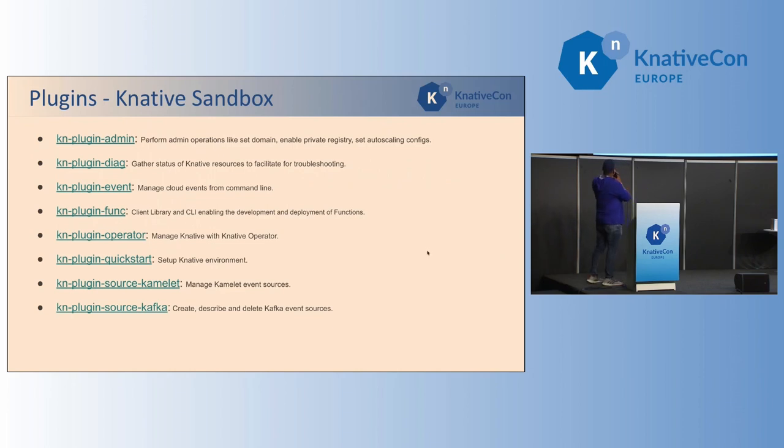As you can see here, we have an admin plugin that gives you all the utilities to work with a Kubernetes cluster, a diagram plugin, and a function plugin that we just saw in the presentation earlier. As you can see, the last two are the extended, additional ecosystem sources of eventing like Kafka and Camel. So you would be able to invoke the plugin like KN source Kafka and all the commands beneath.